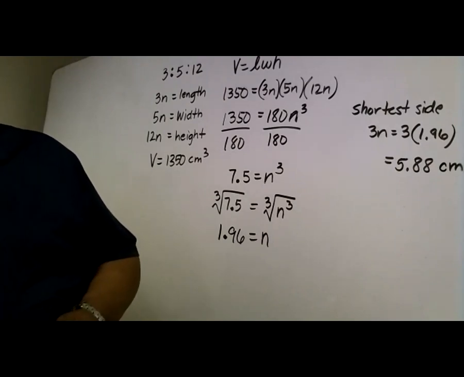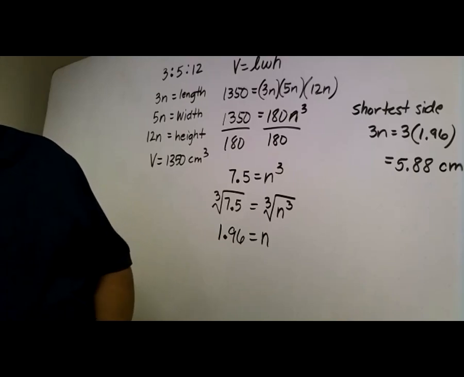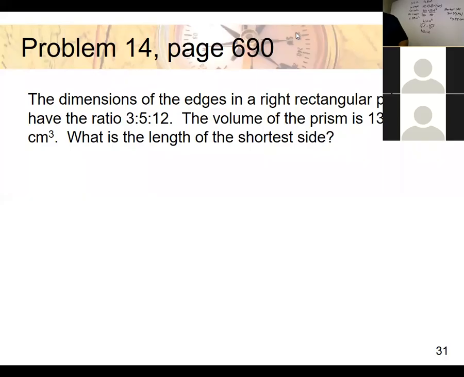Okay. Questions on problem number 14. I mean, would we not have known that just by looking, not all the math, I guess, but just by knowing 3n is going to be the shortest of anything else? Yeah, has to be. Because 3n is shorter than 5n, is shorter than 12n. Any other questions? If I had to ask for the longest side, then you do 12 times 1.96.